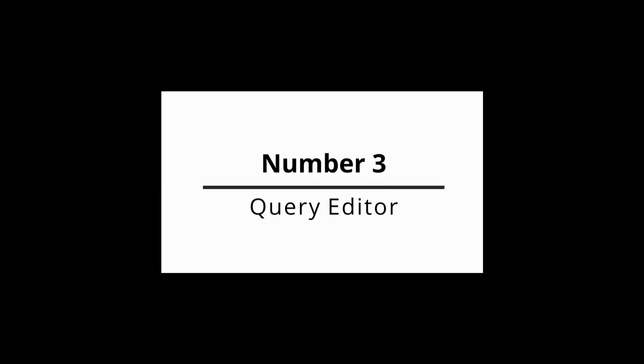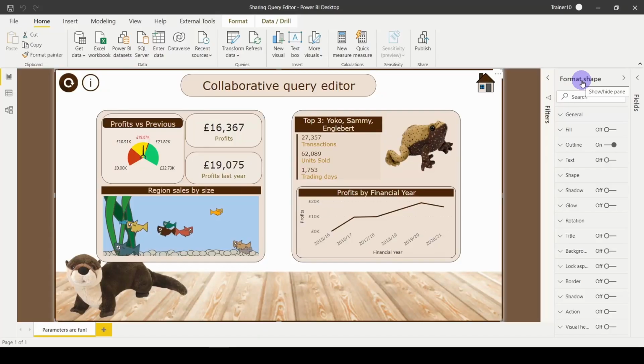Number 3, Collaborative Query Editor. One thing that you might find difficult to do is collaborate together on the query editor. When you're sending the files between each other, all of the data that's included is sent along with it. This can actually be a bad thing, especially if you both have access to the same data. Why send data that the other person already has?